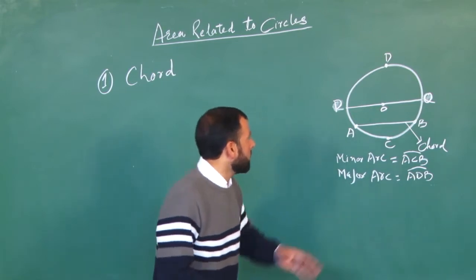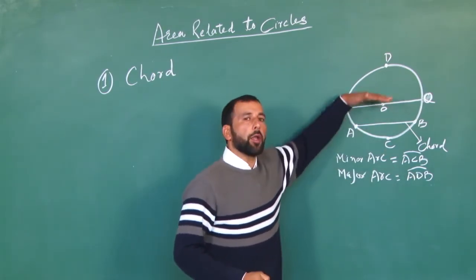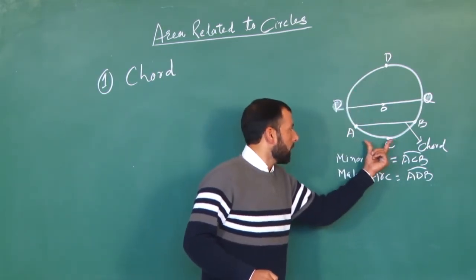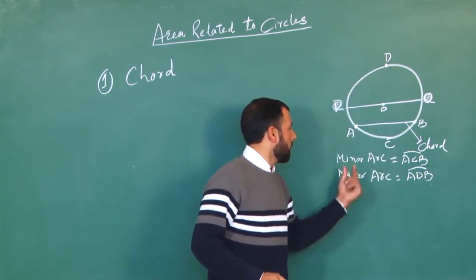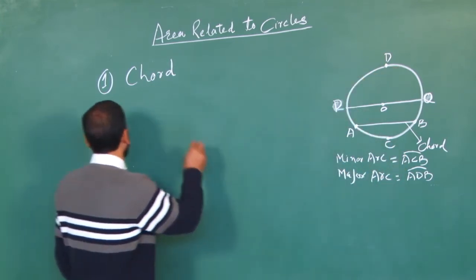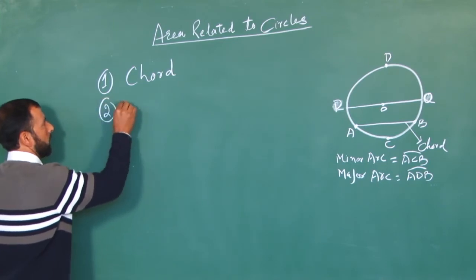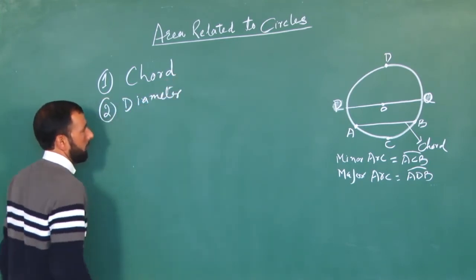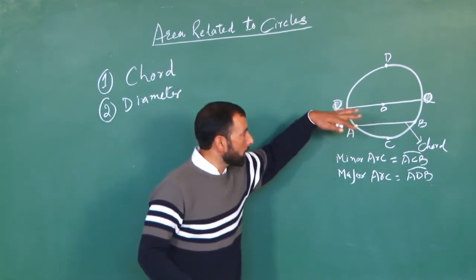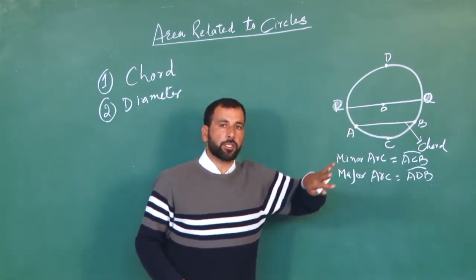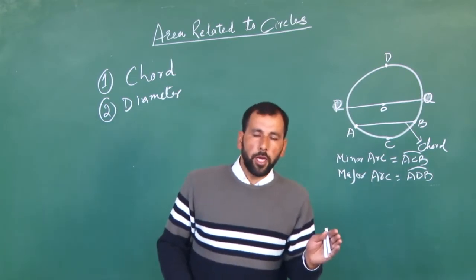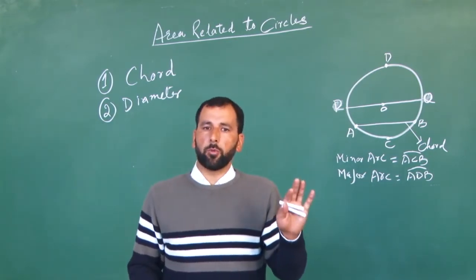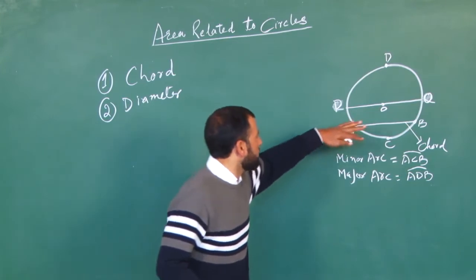So a chord divides the circle into two unequal arcs, minor arc ACB and major arc ADB. But the second one is the diameter. Diameter is here PQ, which passes through the center and divides the circle into two equal arcs, and each equal arc is said to be a semicircle.